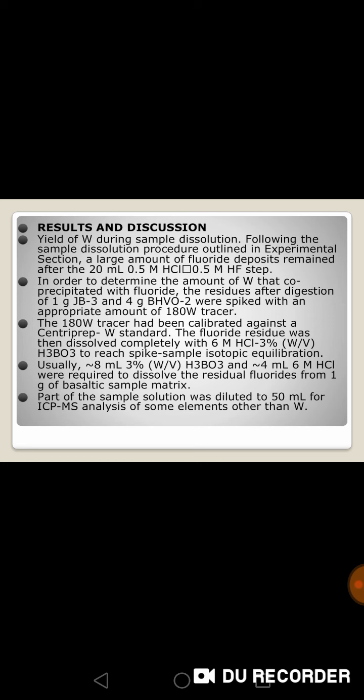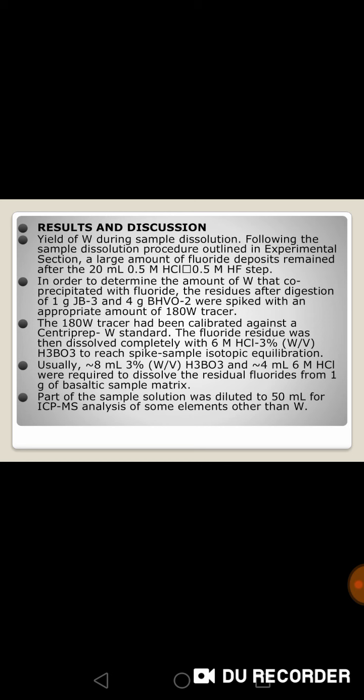In order to determine the amount of tungsten that co-precipitated with the fluorides, the residues after digestion of 1 gram JB3 and 4 gram BHVO2 were spiked with an appropriate amount of 180 tungsten tracer. So the 180 tungsten tracer has been calibrated against a Centriprep tungsten standard. The fluoride residues were then dissolved completely with 6 molar HCl and 3% weight by volume H3BO3 to reach spike-sample isotopic equilibration.